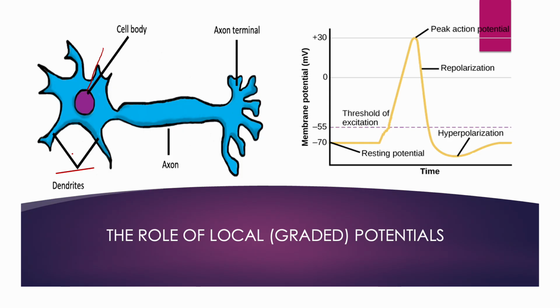Graded potentials play a key role in triggering what we call the action potential, which will be covered in another lecture. Graded potentials do transfer information, which we refer to as synaptic input in neurons.